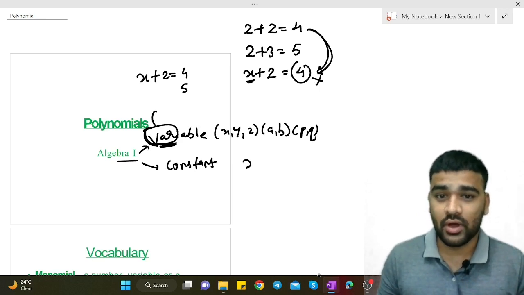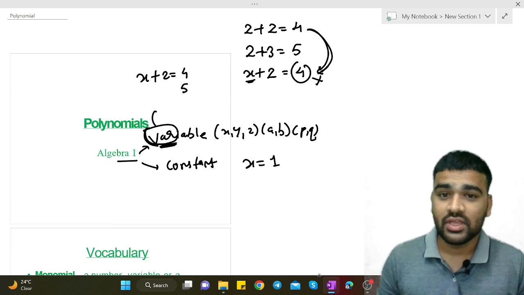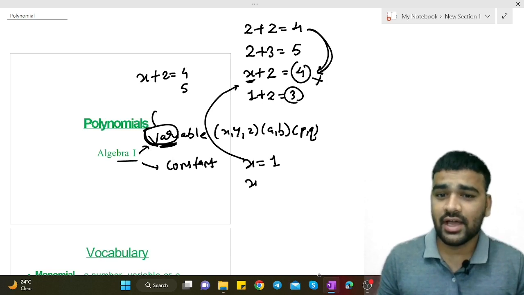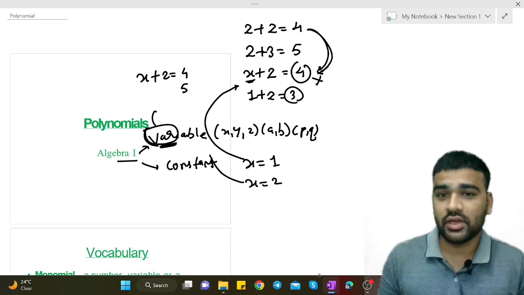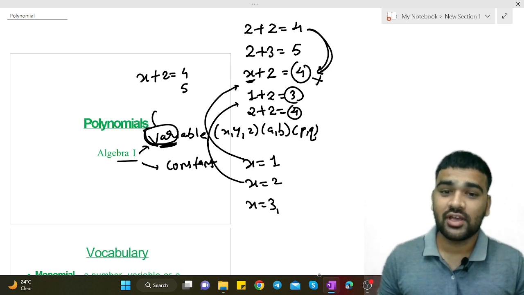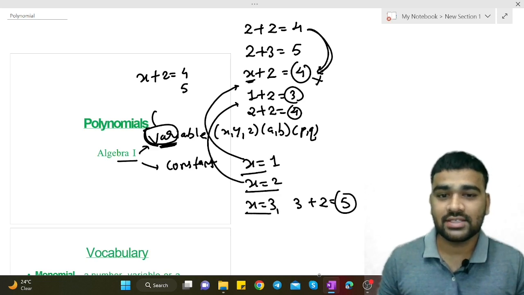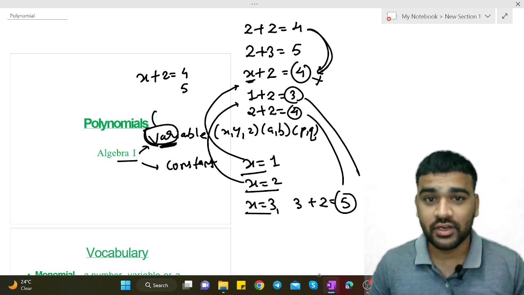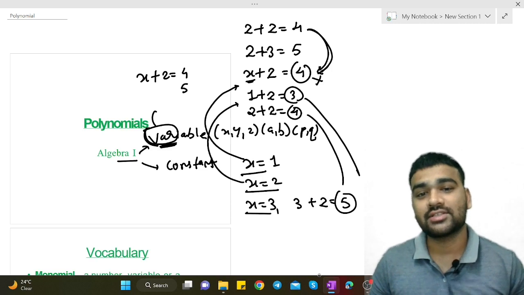Let's say I take x is equal to 1, let me plug it in. So I'm going to have 1 plus 2 is equal to 3. If I take x is equal to 2, I'm going to have 2 plus 2, that means 4. Let me have x is equal to 3, and 3 plus 2 is going to be 5. As you can see, as I change the value of x, I also get a different answer for my equation, right? So that is known as a variable.